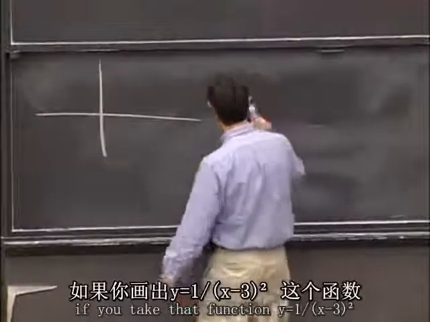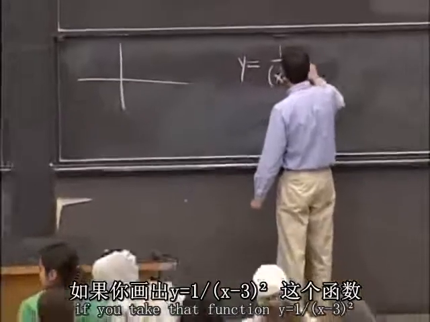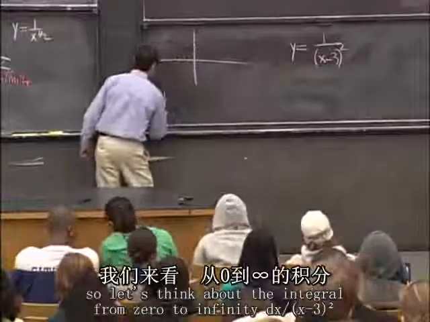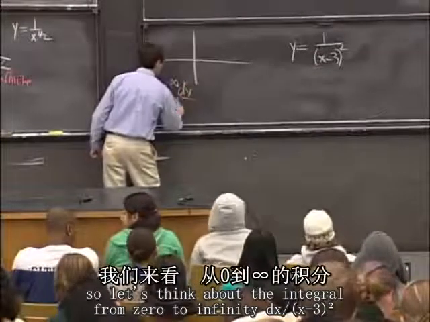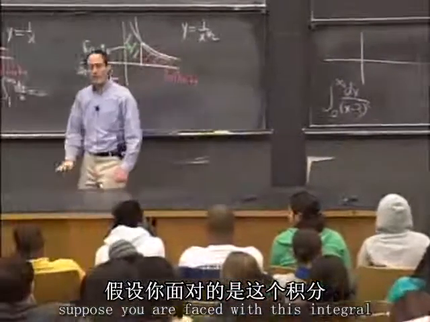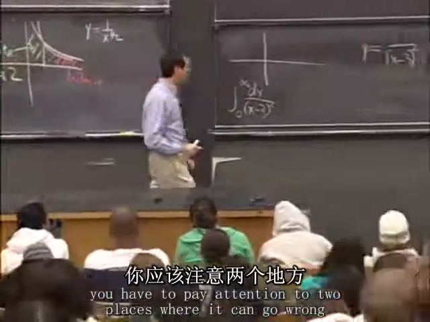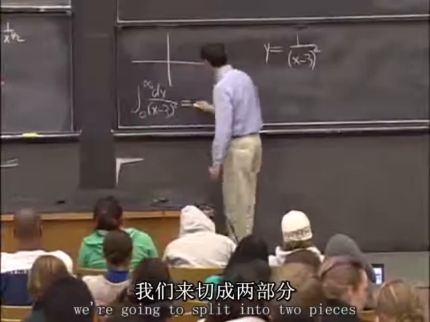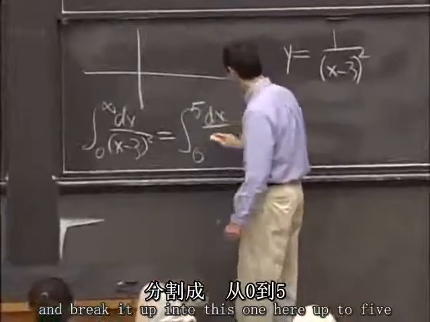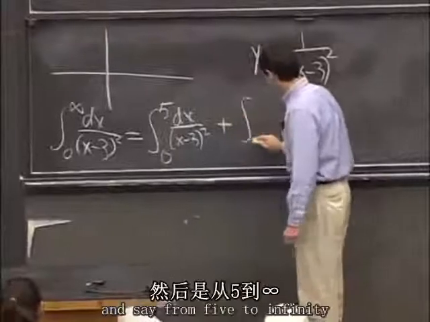If you take a function y equals 1 over (x minus 3) squared, you think about its integral. So let's think about the integral from 0 to infinity dx over (x minus 3) squared. And suppose you were faced with this integral. In order to understand what it's doing, you have to pay attention to two places where it can go wrong. We're going to split it into two pieces. I'm going to say, break it up into this one here, up to 5, for the sake of argument, and say from 5 to infinity.